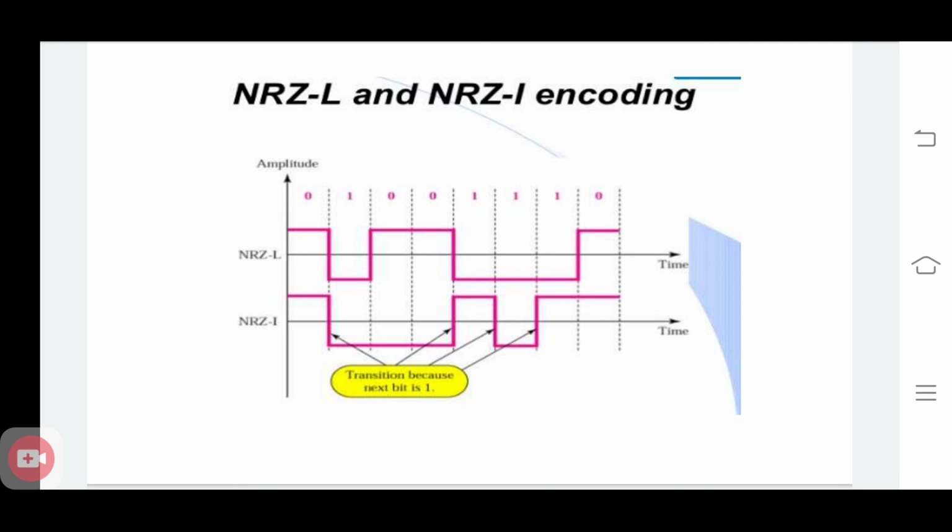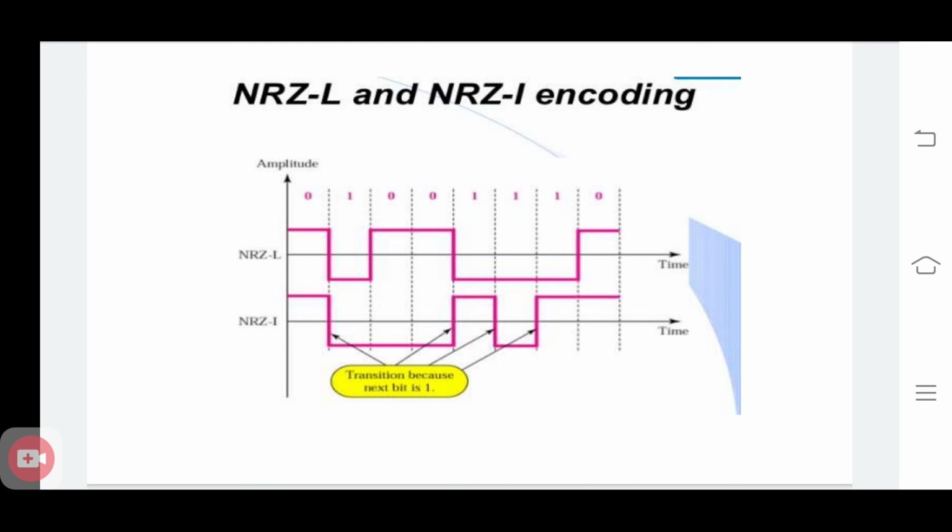Again we have a 0. So follow the same as the preceding bit. So again we have low signal level. After that you have binary 1. So if there is a binary 1 you should make a transition, right? So from low level to high level there is a transition. Again you can see a 1, so from high level to low level there should be a transition.